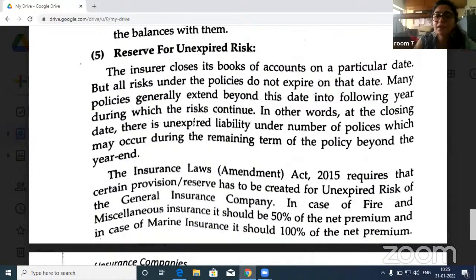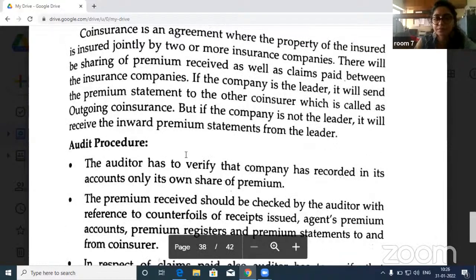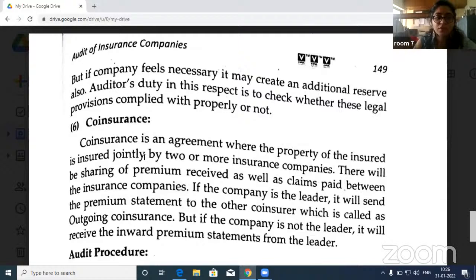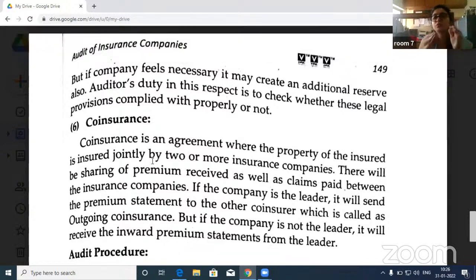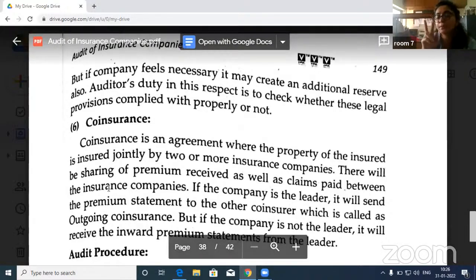Okay. Reserve for unexpired risk. You need to check for marine insurance, it should be 100% of net premium. And for fire insurance or other than marine, it should be 50% of net premium. Okay. Co-insurance, you will check. Co-insurance is an agreement where the property of the insured is jointly insured by two insurance companies. So suppose one property is taken by two insurance companies, meaning you have taken co-insurance, okay? There will be sharing of premium received as well as claims between the insurance companies.